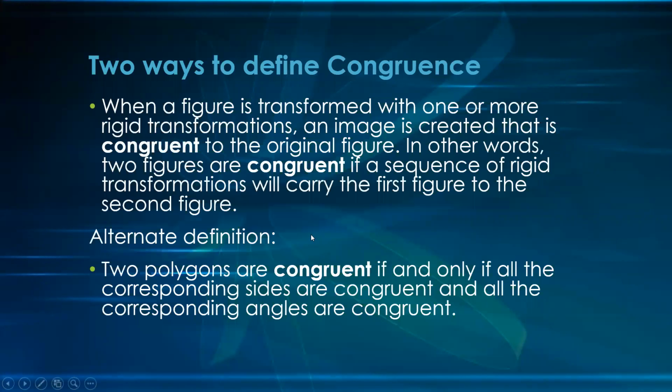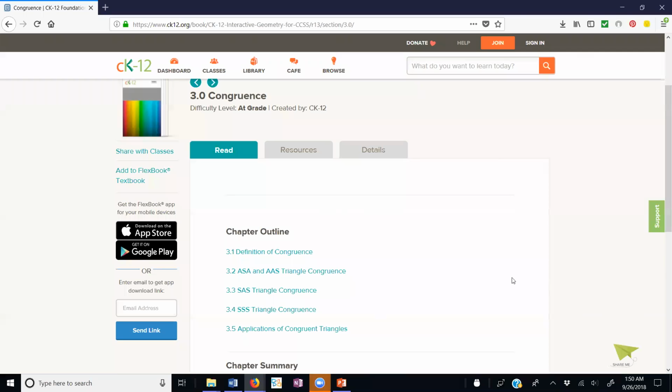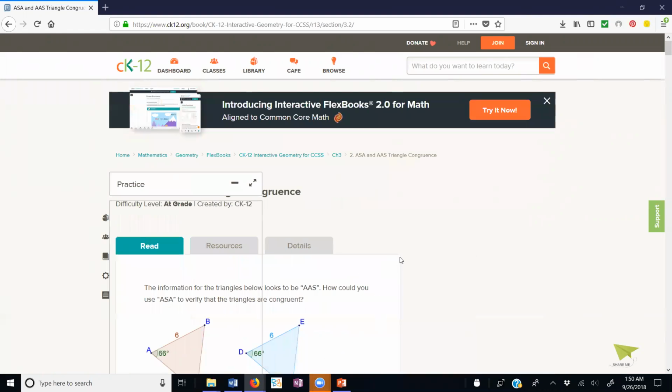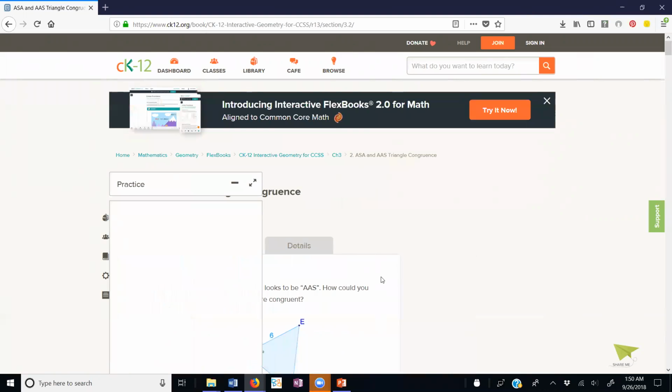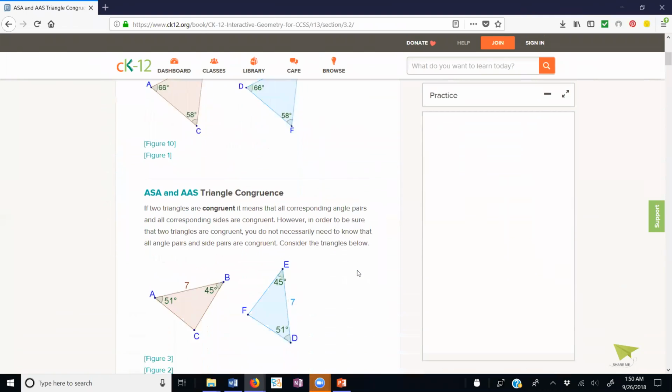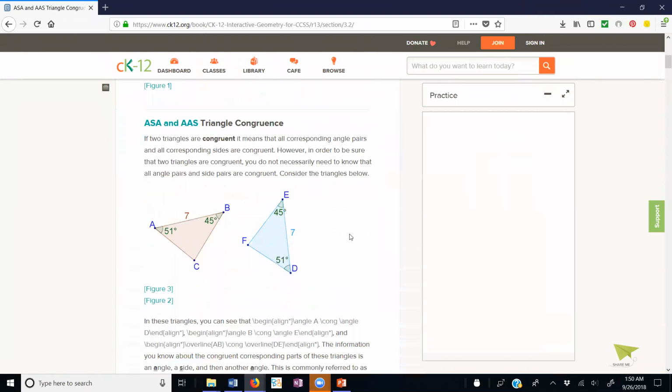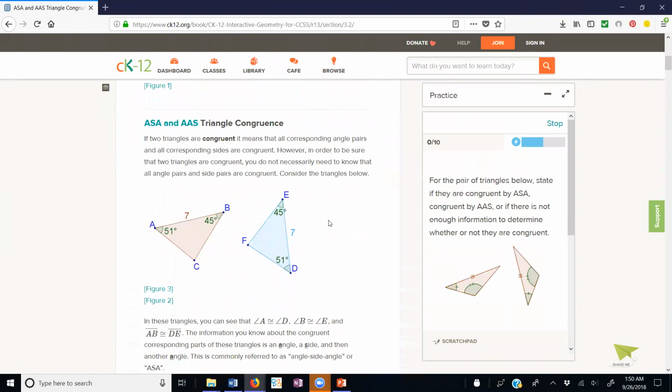An alternate definition states that two polygons are congruent if and only if all of the corresponding sides are congruent and all of the corresponding angles are congruent. So if we come back to Chapter 3, we looked at the definition of congruence, and this definition is using transformations. And we now go to Section 3.2. I'm going to scroll past this first little question, it's a little bit off the wall, and come right down here to ASA and AAS triangle congruence.